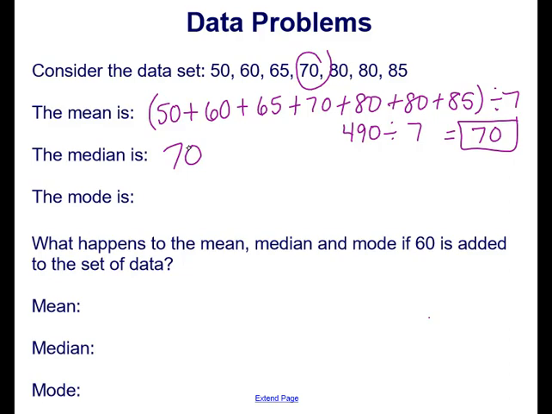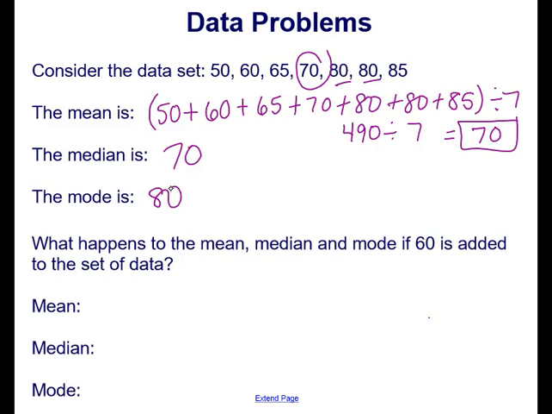And the mode is the data point which occurs most often. So here we have 80 occurs twice while all of the others occur once. So 80 is going to be our mode. So the mean is 70, the median is also 70, sorry, and the mode is 80.